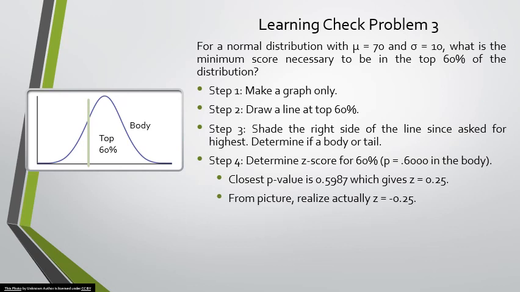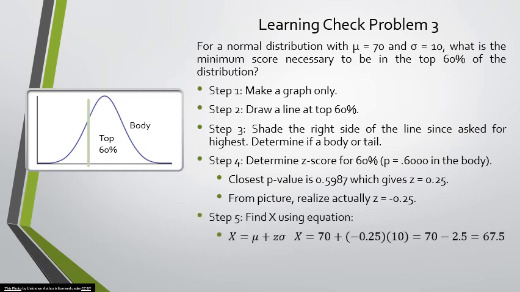Finally, you're going to determine the z-score for 60%. So you have to realize that 60% gives you a p-value equal to 0.6000 in the body. So look in the body column. The closest p-value you can find to 0.6000 is 0.5987, and this gives you a z-score equal to 0.25. From the picture, you need to realize, though, that the z-score that we want is actually negative 0.25. Remember, only your picture can tell you if it's positive or negative. It's negative if it's to the left of the middle.